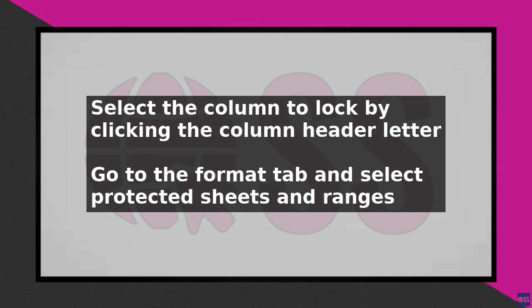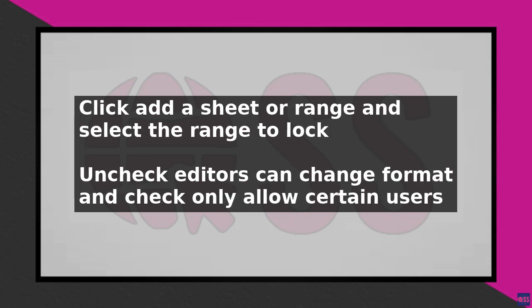In the Format Cells section, uncheck the box that says Editors can change format and then check the box that says Only allow certain users. Here you can add specific users who you want to be able to edit the locked column.